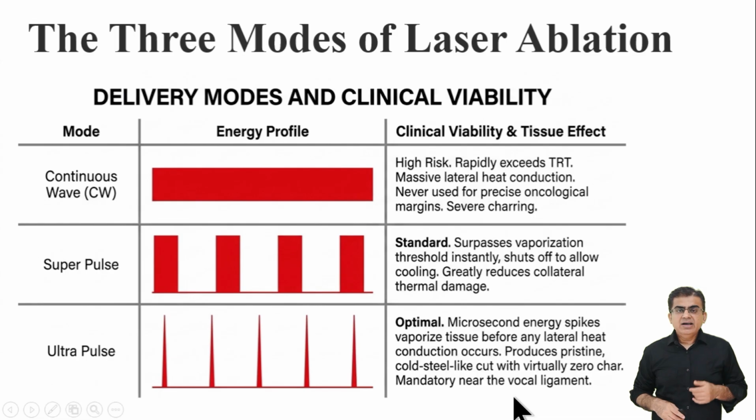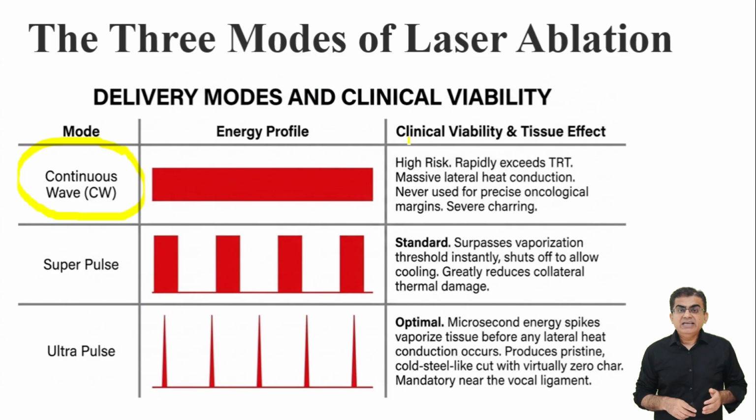Let us look at exactly how we deliver this laser energy to human tissues. Look at the table on your screen showing the three distinct delivery modes. First, look at the top row showing the continuous wave mode. As you can see from the red block, the energy output is completely uninterrupted. This mode is extremely high risk in early glottic cancer.